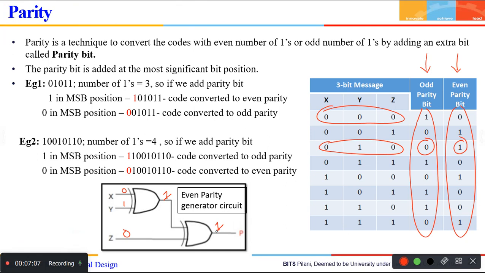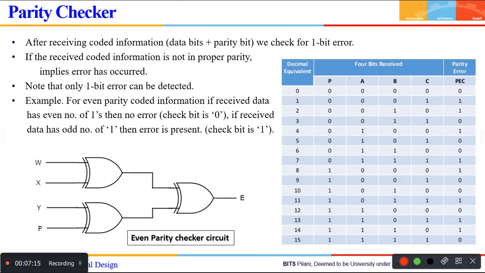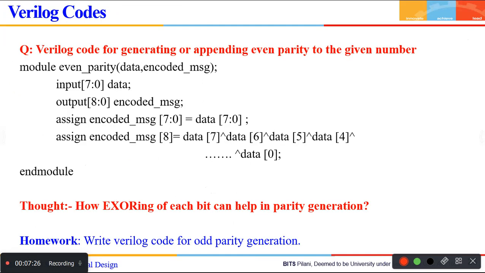Okay, what is parity checking? How do you check whether you received the data perfectly or not? That is done by another circuit. Simply, you just have to XOR W, X, Y, and P. Now you can check this through the circuit. Now see here.